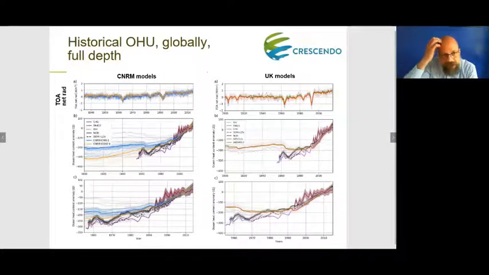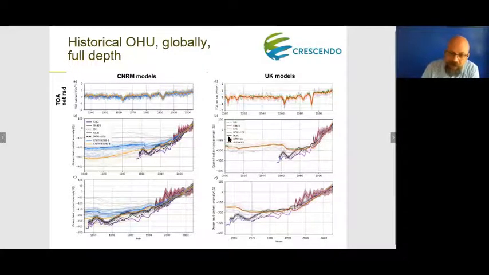So here we see what happens in the models. On the right, the two UK models in red and green. On the left, the two CNRM models in blue and yellow. The top plot shows the TOA net radiation balance from 1900 to 2015. That's normalized with respect to the PI control run of each model.